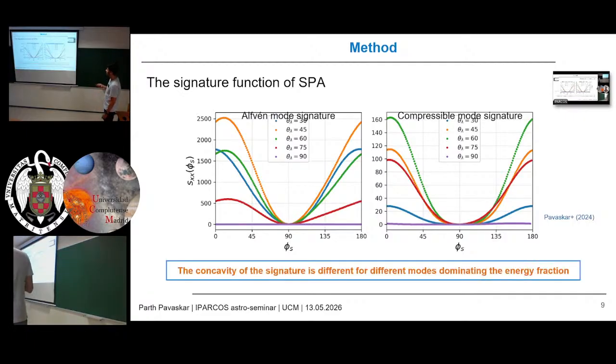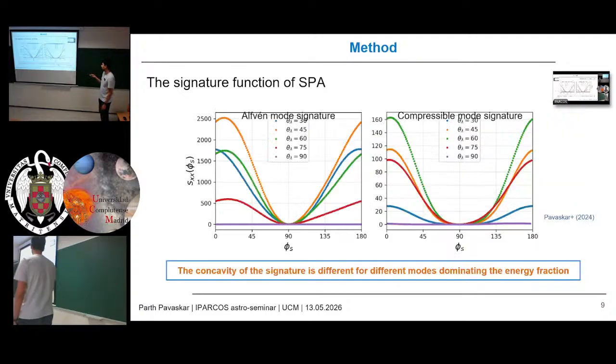So essentially, what we call the concavity is basically the width of this valley region, which is different when different modes are dominating the energy in the plasma. And this is exactly what we want to calculate, or rather, what we want to quantify. So if we do have synchrotron polarization observations, we get these signatures, and then we would like to quantify this so we can actually make a recipe for what differentiates these two signatures.